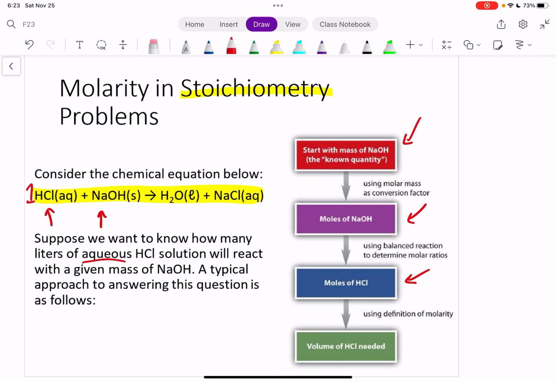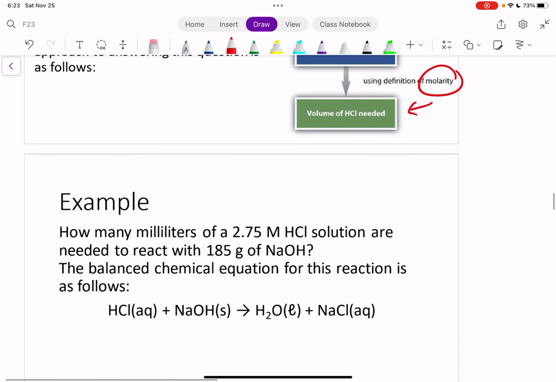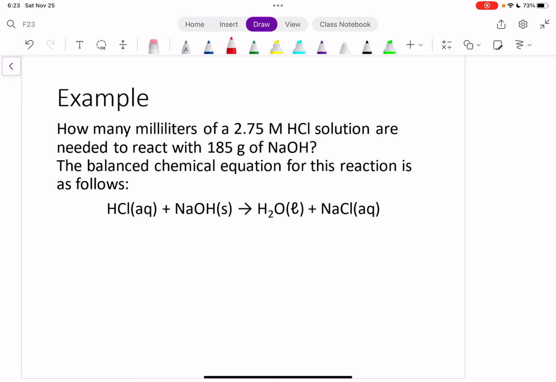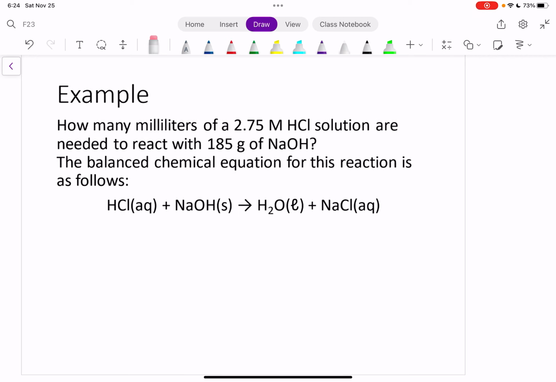1 mole of HCl goes in and 1 mole of NaOH goes in, right? Now we're in moles of HCl and we can get to volume of HCl using our molarity equation. So let's try this out. This example says, how many milliliters of a 2.75 molar HCl solution are needed to react with 185 grams of NaOH? Okay, so we want to get to milliliters from grams using molarity as our conversion factor.